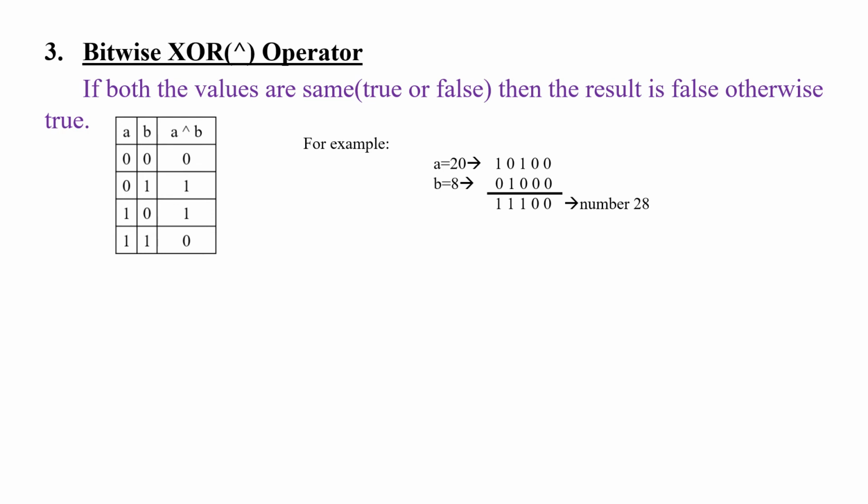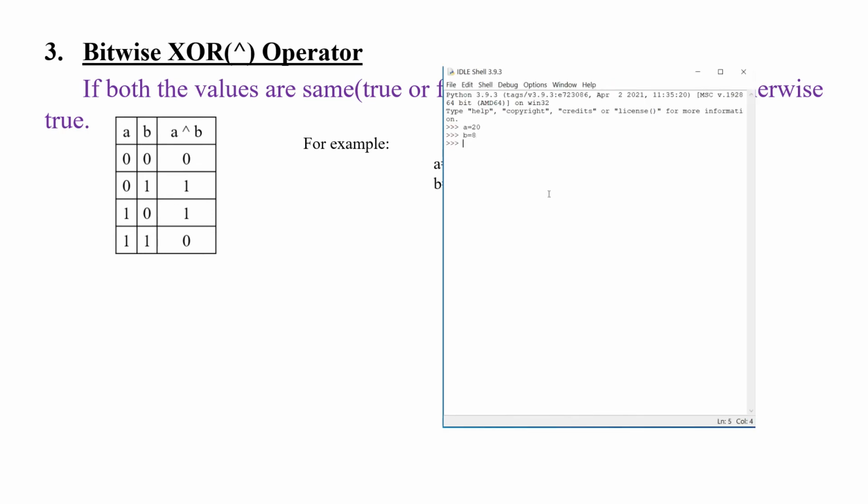We'll see in Python IDE. A is equal to 20, b is equal to 8. Print a cap b. Output is 28.